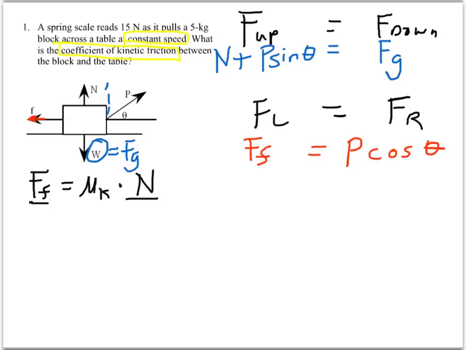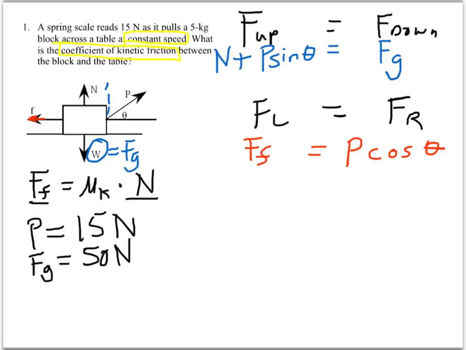Let's look back at our problem and list the givens, see what we can get. My spring scale reads 15 newtons, and that's what's pulling, so the pulling force is 15 newtons. The box is 5 kilograms. That means the weight of the box is 50 newtons. Should be able to find Fg in your head like that by now really fast. 5 kilograms of mass is 50 newtons of weight.